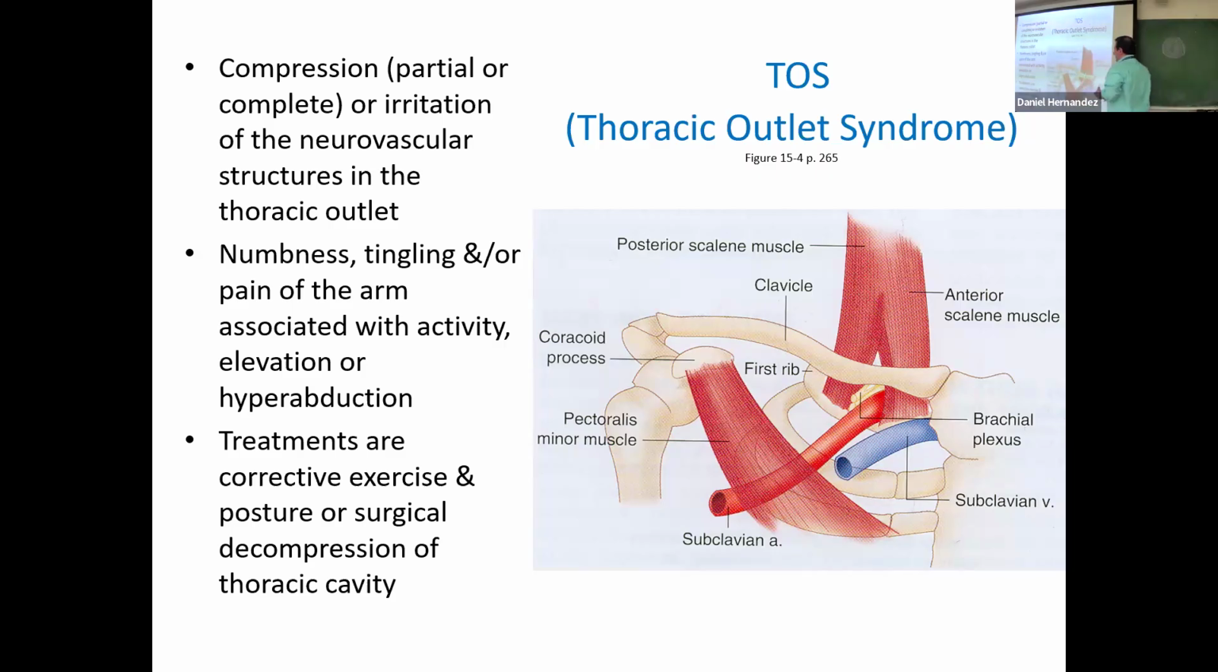The treatments for this could be corrective exercises, change in posture, or surgical decompression of that thoracic outlet. In more severe cases, they will actually remove the first rib. It's a very invasive surgery where they have to remove that first rib. So when it happens to an athlete, particularly a Major League Baseball pitcher, when they have to go through that procedure, it's typically career ending. Most people don't come back from thoracic outlet syndrome, that major corrective surgery.